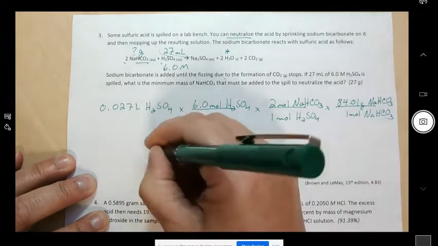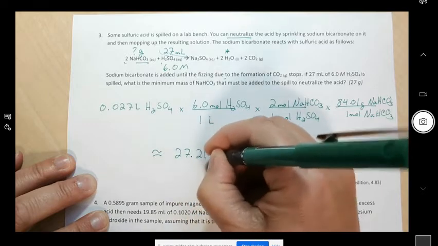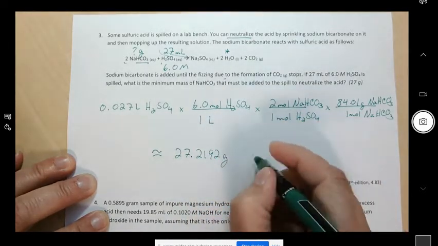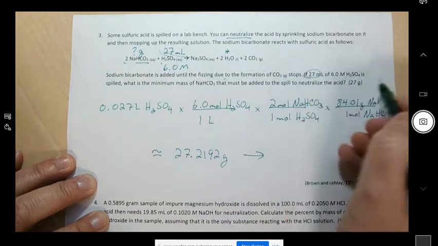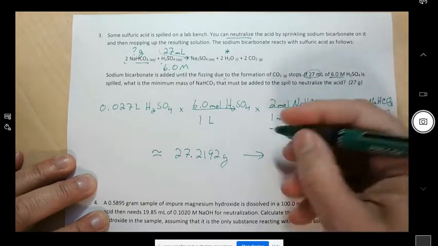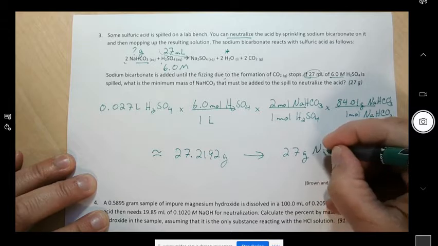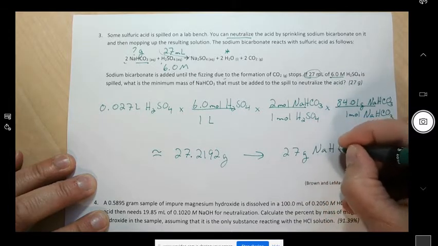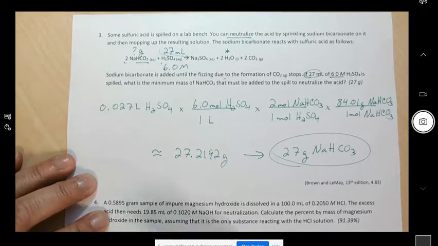So hopefully adding about 27.2192 grams would do it. Significant digits on this one. I really see 2 significant digits there and there. So I stuck with 2 and just said 27 grams of NaHCO3. That's it. All right.